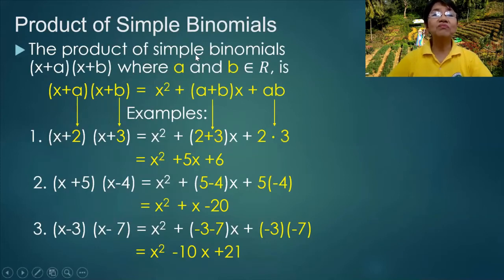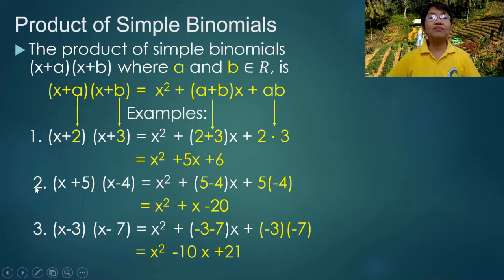Now, the product of simple binomials can be simplified in this manner. x plus a times x plus b. The product is x squared, and then you add the two last terms, a plus b, and multiply it by x. And then the last term is the product of a and b. So for the first example, we have x plus 2 times x plus 3. The a is equal to 2 and the b is equal to 3. So the answer is x squared plus 2 plus 3, or 5x, and plus 2 times 3, or 6. So the answer is x squared plus 5x plus 6.